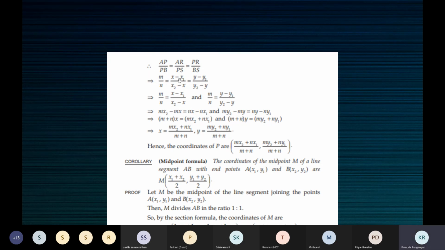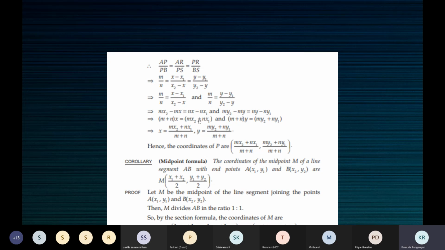So let's equate these two. m by n is equal to (x minus x1) by (x2 minus x). Cross multiply. This is what you get on cross multiplying. Now it's important. We are trying to solve for x, so gather all the x terms on one side. You should do that work.